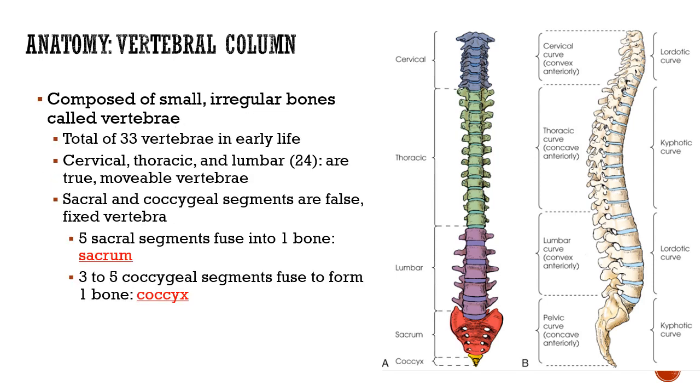So the vertebral column is composed of small irregular bones called vertebrae. There are 33 total vertebrae in early life. Between the cervical, thoracic, and lumbar, there are 24, since there are 7 cervical, 12 thoracic, and 5 lumbar vertebrae that are true movable vertebrae. The sacral and coccygeal segments are false fixed vertebrae, and the 5 sacral segments fuse into one bone called the sacrum, and the 3 to 5 coccygeal segments fuse to form one bone called the coccyx.